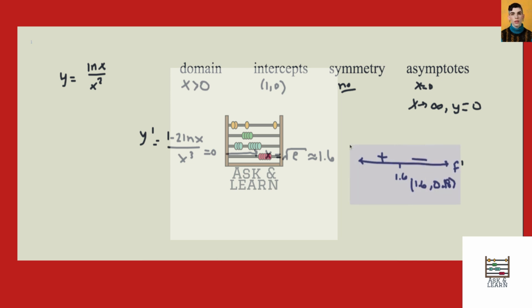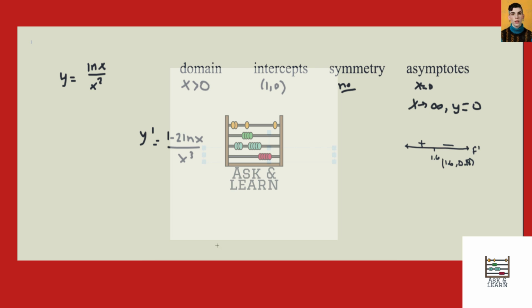And now we can find our second derivative for concavity. Our second derivative is y double prime equals negative 6 ln x plus 5 over x to the power of 4. Set that equal to 0 and solve for x. So you can see that x equals e to the 5 over 6, which is approximately 2.3.